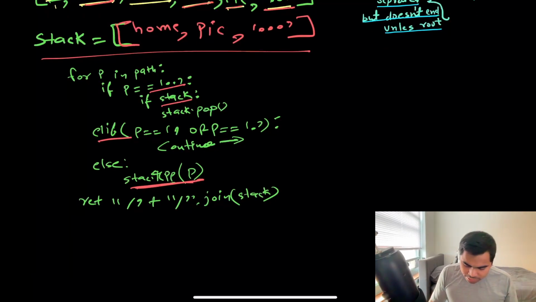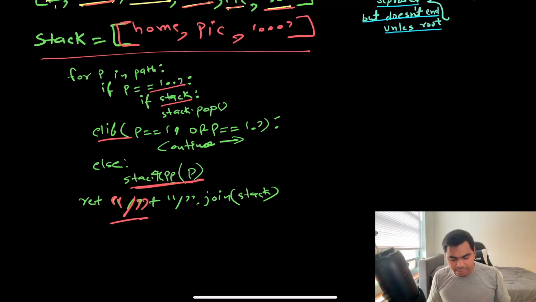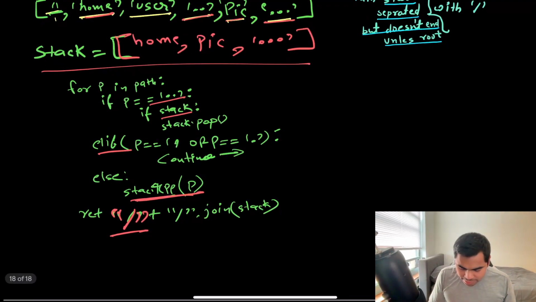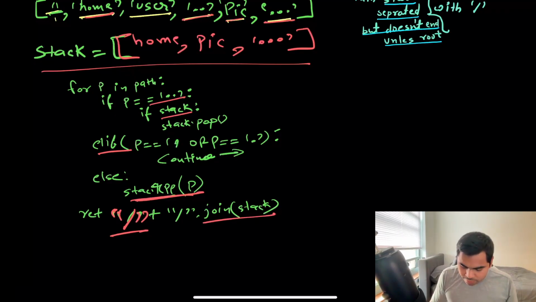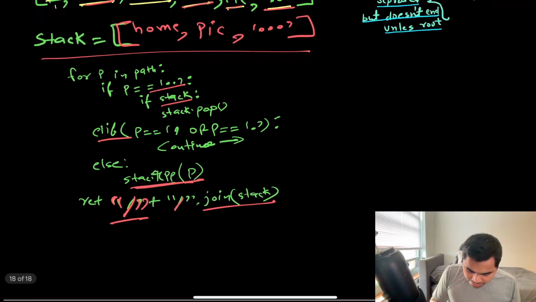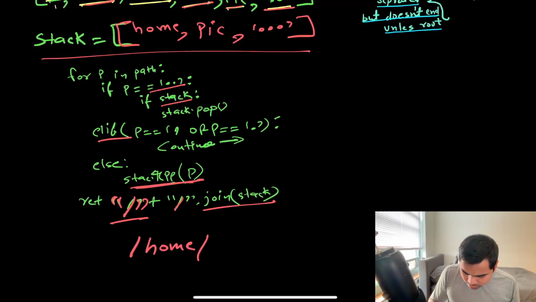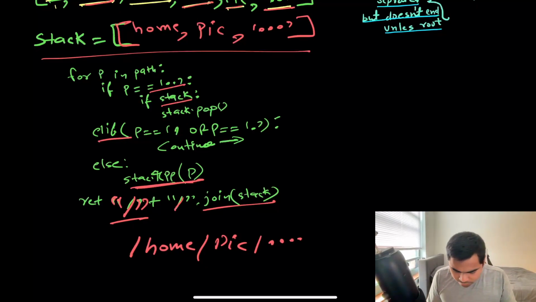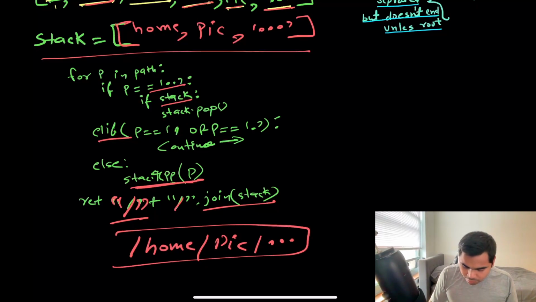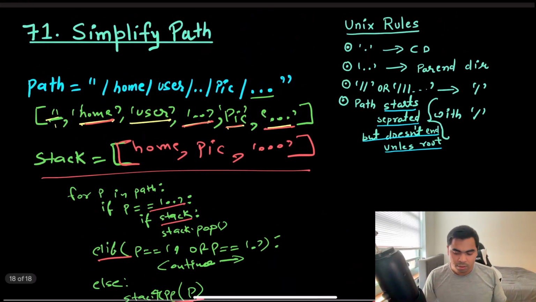I will be starting my simplified canonical directory representation with a forward slash. Then I will be joining all the values with this forward slash, with a single slash in between. So we will finally be returning this value, slash home slash pick slash triple dots. Sorry, not four dots, triple dot. This is what we will be returning as the value, and that is our perfect answer.